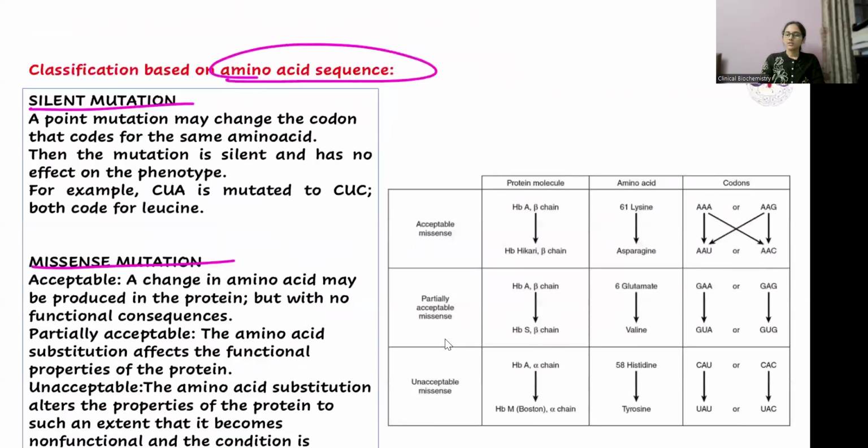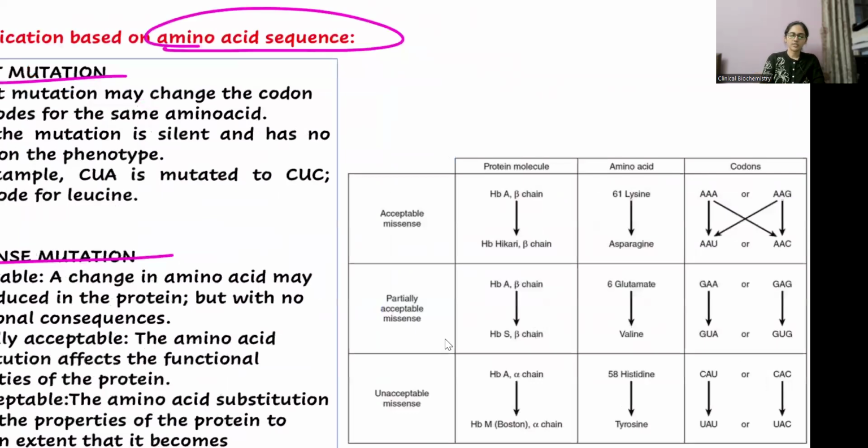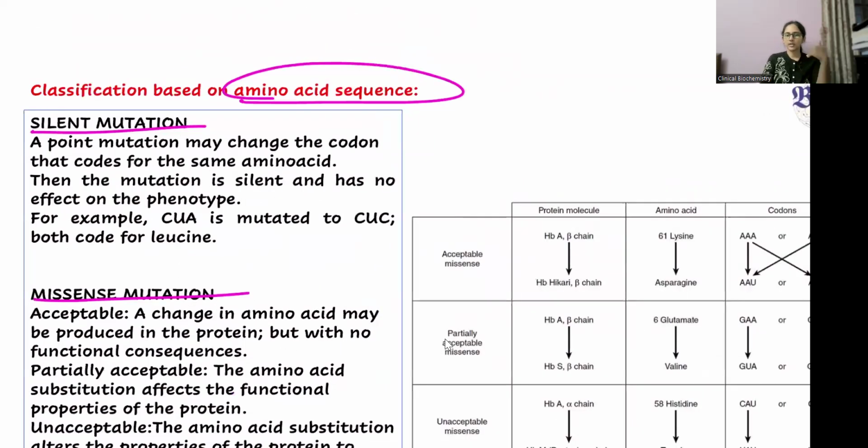So silent mutation means what? Suppose we know, one amino acid will have 2 or 3 codons. So even if a mutation has happened and the codon is changed, if that codon is still coding for the same amino acid, then you have escaped. Is it not? So CUA is there. If it gets mutated to CUC, both of which are coding for leucine, the amino acid sequence is not going to be changed, or the polypeptide is not going to be changed. So that is when you won't have any symptoms. So the mutation is silent and has no effect on the phenotype. That's why it is silent mutation.